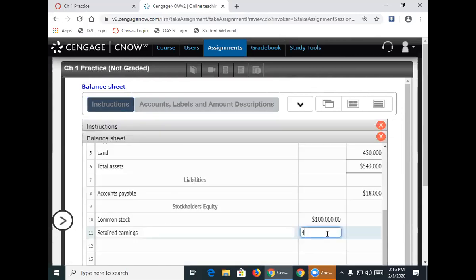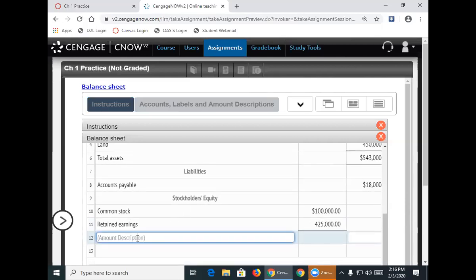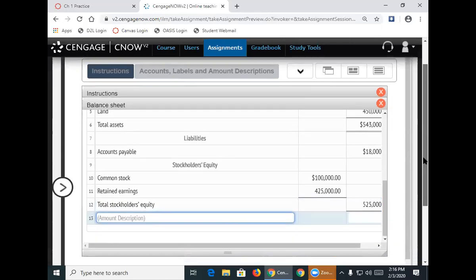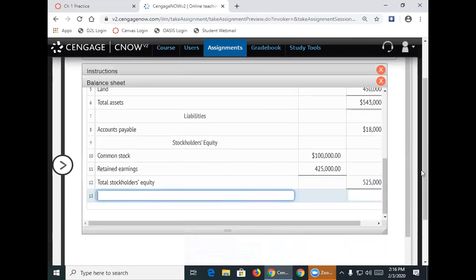So retained earnings was 425,000. On line 12, I put total stockholders' equity. And I add those two up, so 525,000. And then on my very last line, I put total liabilities and stockholders' equity.